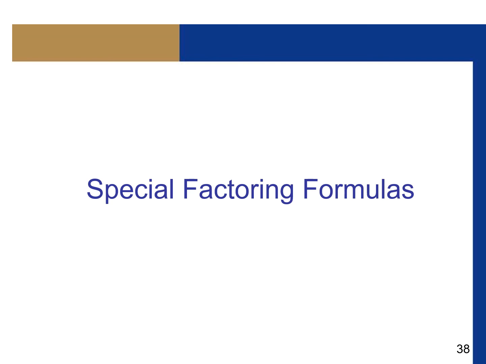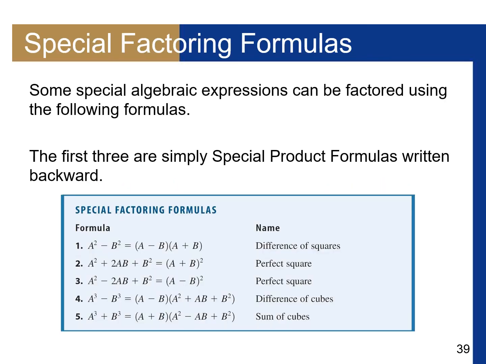Special factoring formulas. Just like before when I said you really need to know the multiplying formulas, you definitely need to know these as well. And hopefully in your high school they drilled that into your heads. So the first one we should recognize right away is a difference of squares. The second one is a perfect square. The third one is also a perfect square, but we have a minus. And we called it binomial square going the other way last time.